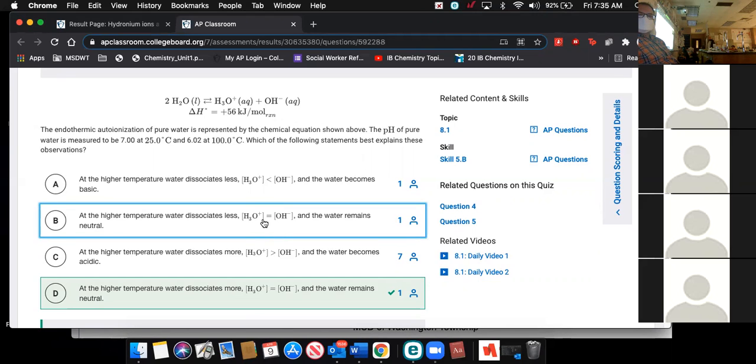And then the fact that delta H is positive, meaning it's endothermic, you would know that it would not be B.